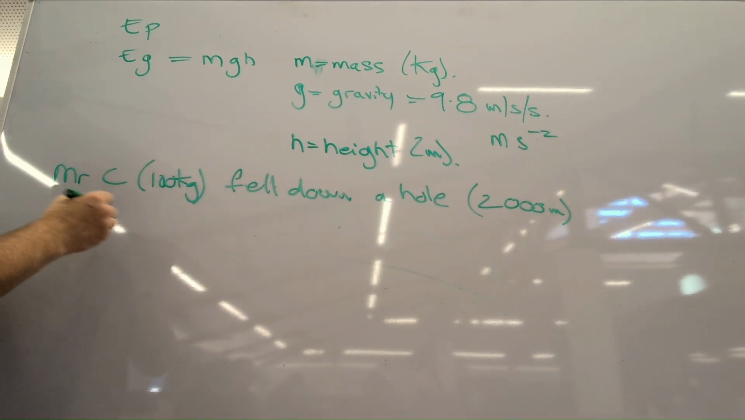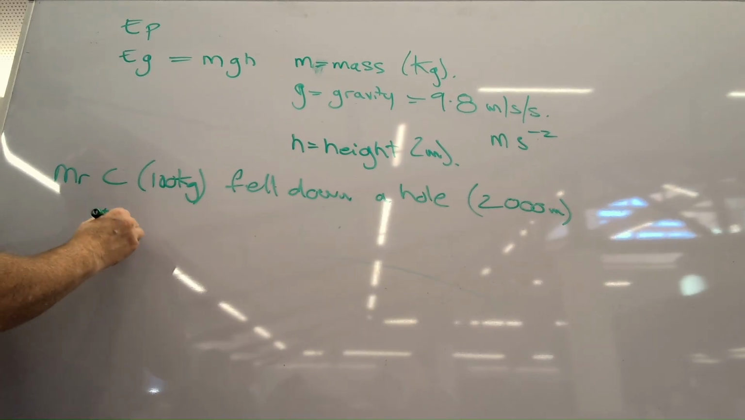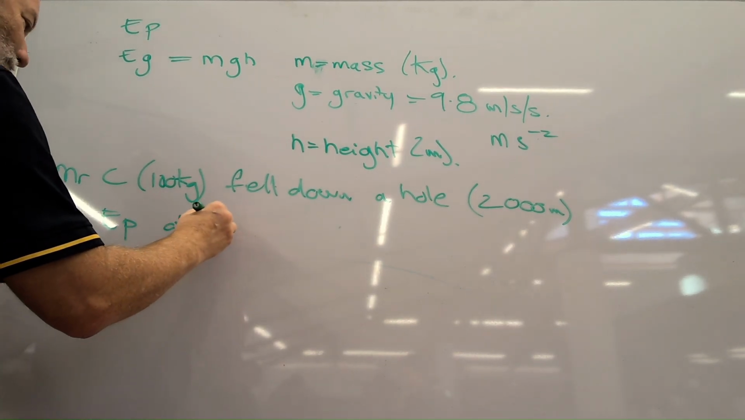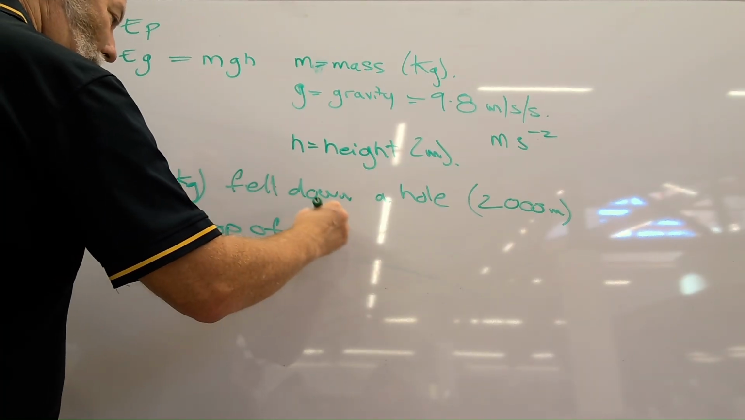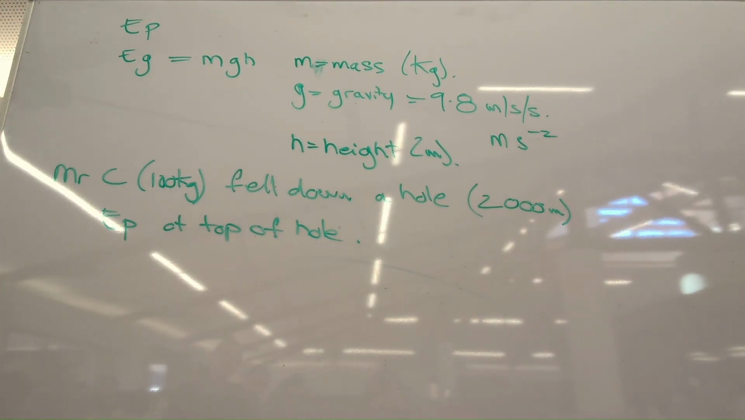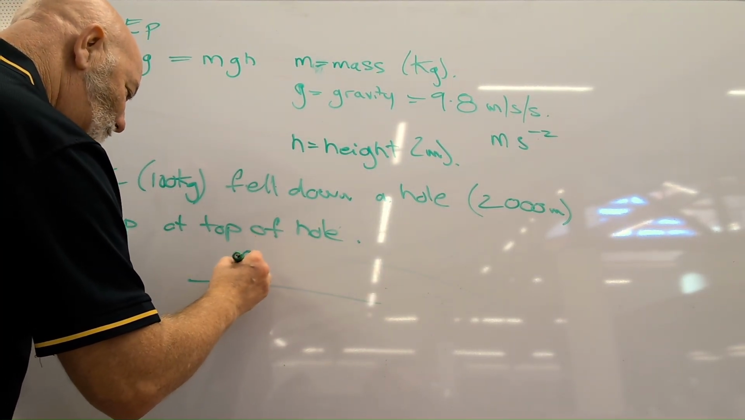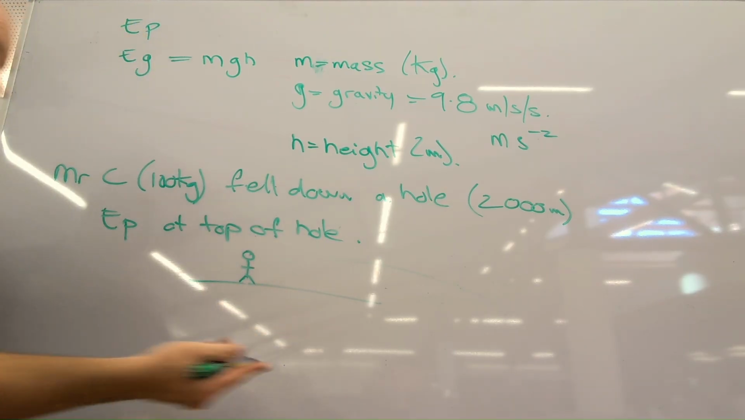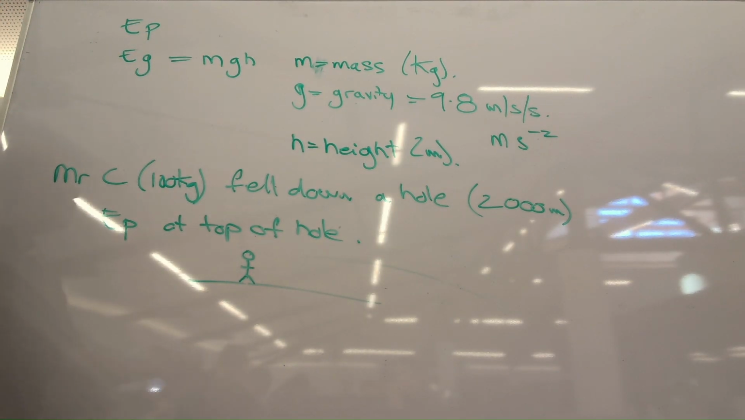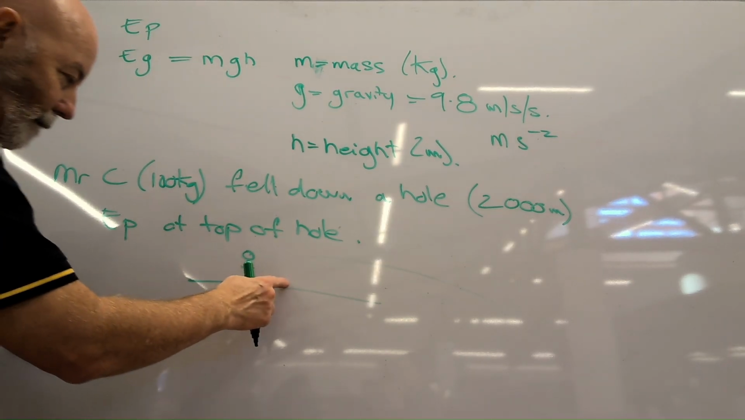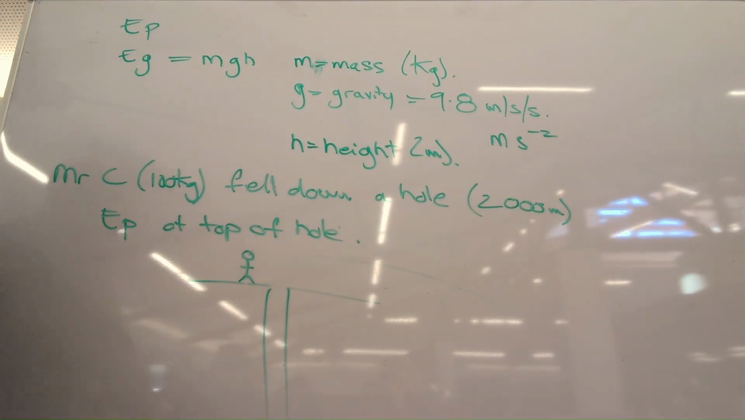Okay, and we want to know the EP at the top of the hole. Now remember, potential energy is a store of energy. If there was no hole there and I was just on the ground, I would have no potential to fall into a hole that didn't exist. But because there's a 2,000 meter hole in front of me and I have the ability to fall down it, then I have potential energy.